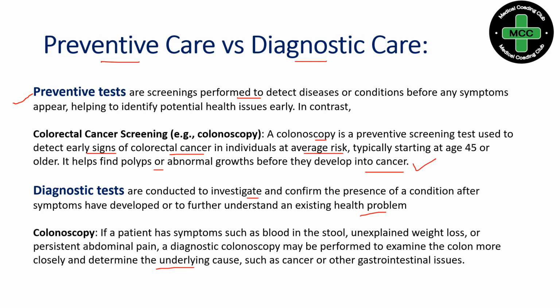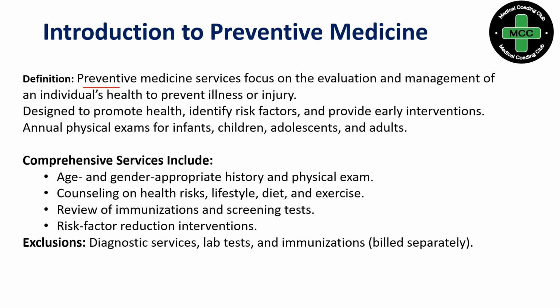So let's see the guidelines. As I said earlier, preventive medicine services focus on evaluation and management of an individual's health to prevent illness or injury, and are designed to promote health, identify risk factors, and provide early interventions. This includes the annual physical exam for infants, children, adolescents, and adults. We have codes for each of these groups, and the code varies based on the patient's age. The comprehensive services can include an age and gender appropriate history and physical exam.